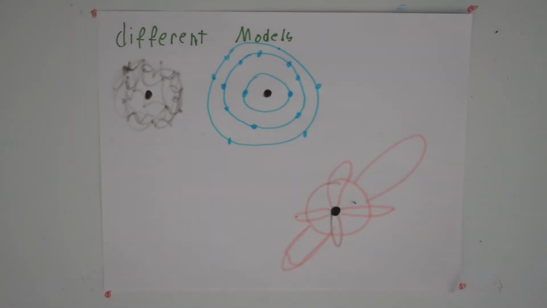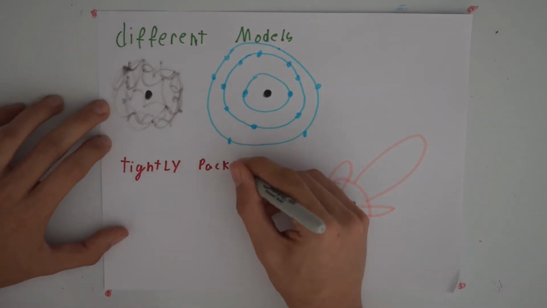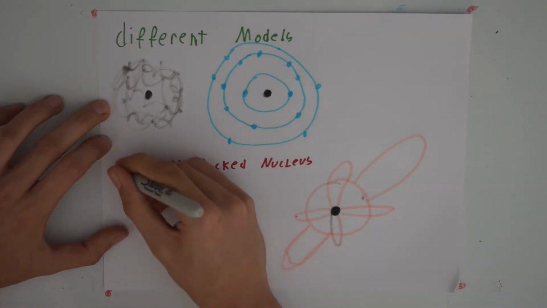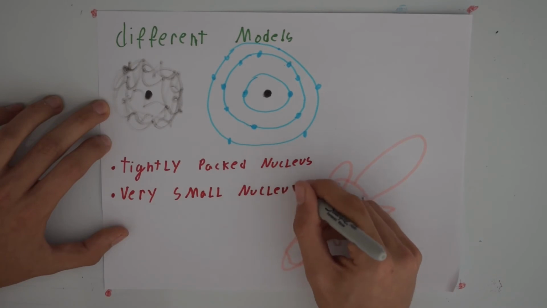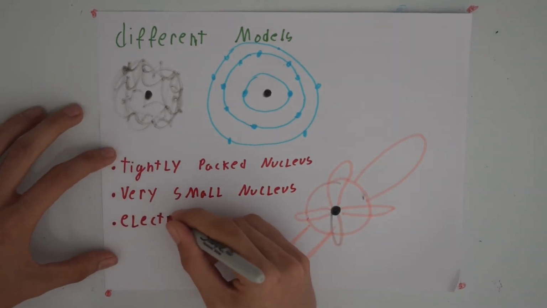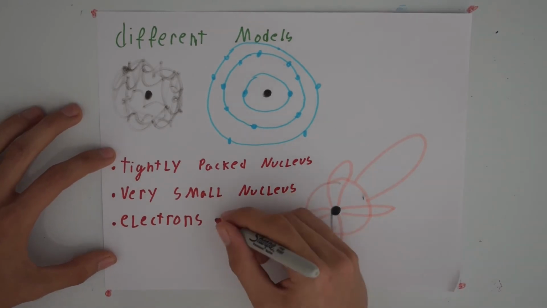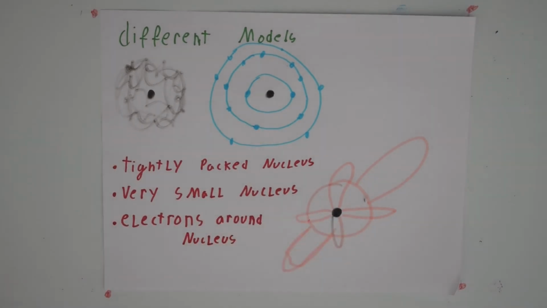that tries to more closely model actual interactions observed. A nice summary of the structure of an atom can be obtained by looking at the similarities between all the different models. They all have a tightly packed nucleus. The nucleus is very, very, very small compared to the entire atom, and the electrons move around the nucleus somehow.